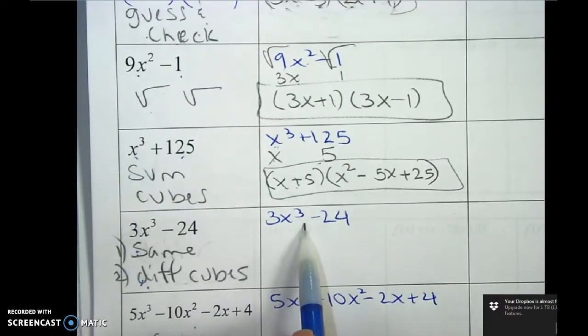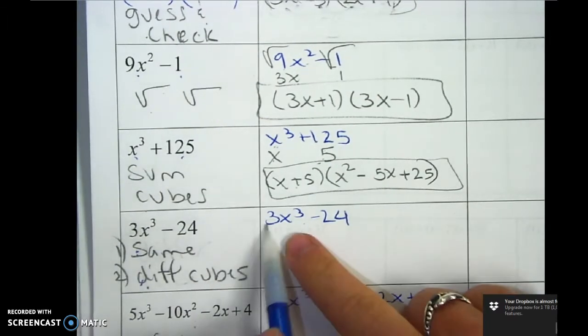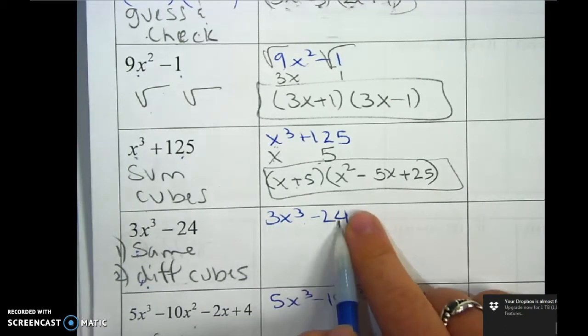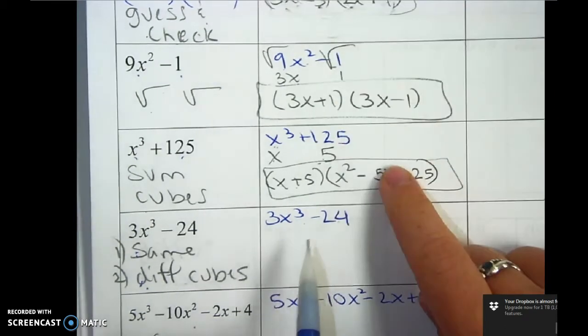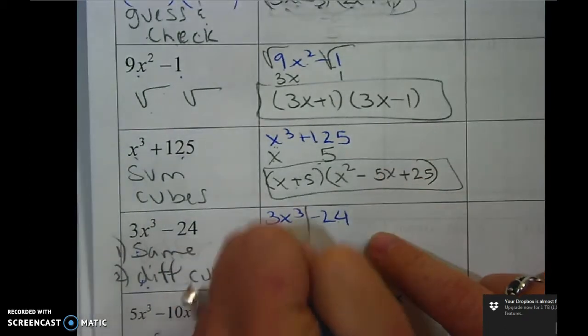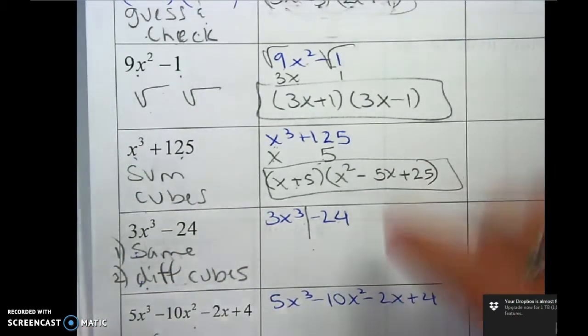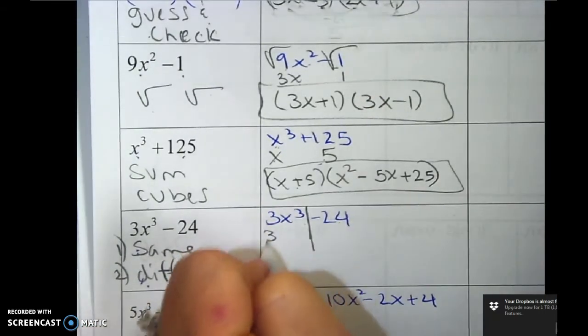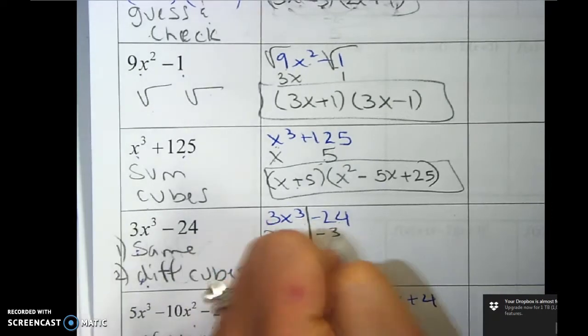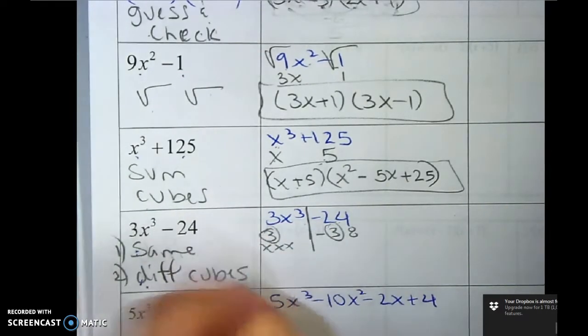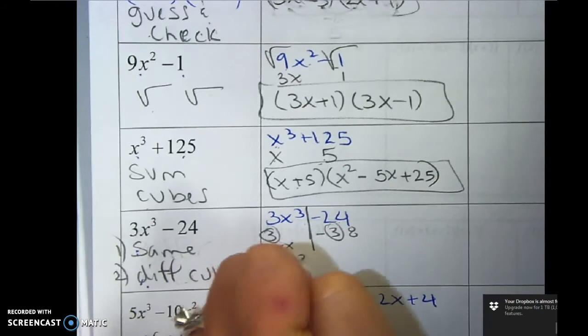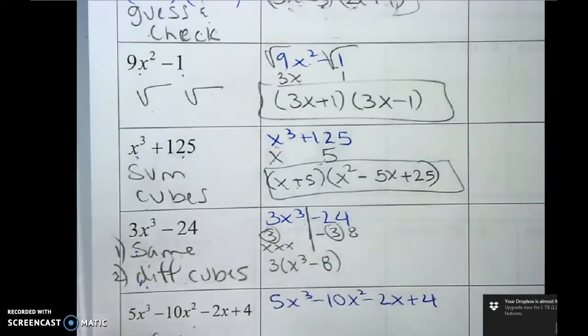Now, I know this isn't the difference of cubes because you can't take the cube root of 3 or of 24. And then I look and it doesn't apply to any of those. So I notice they have something the same. So I'm going to take out a 3. I'm just laying it out. And then I'd be left with 3x cubed minus 8.